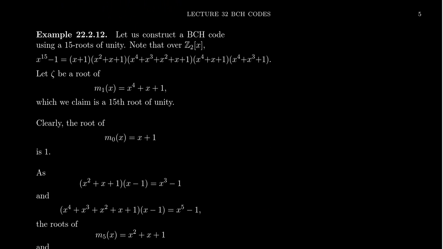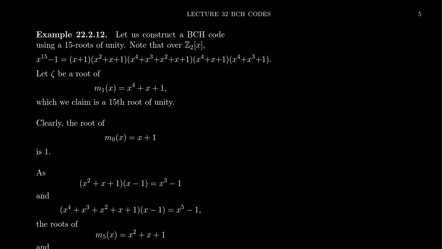And so in this video, I want to give us an example of a BCH code. We're going to construct a BCH code over Z2 using the 15th roots of unity. Okay. So in order to do that, we have to first establish what is the factorization of x to the 15 minus 1 as a polynomial in Z2[x], because we have to know what the cyclotomic polynomials are, and that does depend on the field. All right, so let's look at Z2[x] and factor x to the 15 minus 1.